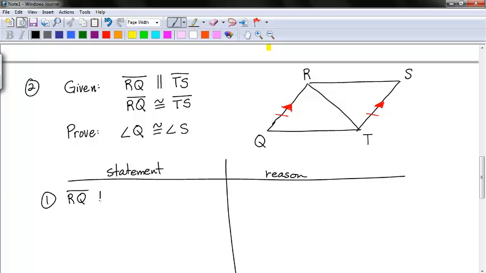RQ is parallel to TS. And I'm going to write this in one: segment RQ is congruent to TS. So that's given.